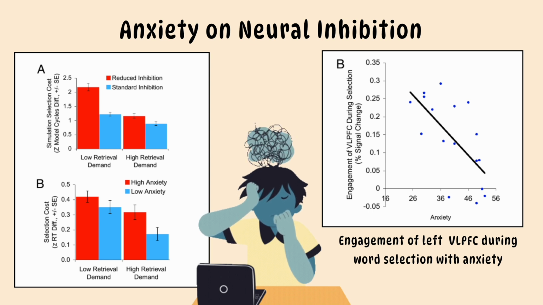The graph on the left shows that high anxiety participants demonstrated impairment in their word selection in both low and high retrieval demands. The image on the right shows similar results. The higher anxiety participants had less engagement of their ventrolateral prefrontal cortex. This phenomenon could be explained by reduced activity of GABAergic interneurons when someone presents with high levels of anxiety.